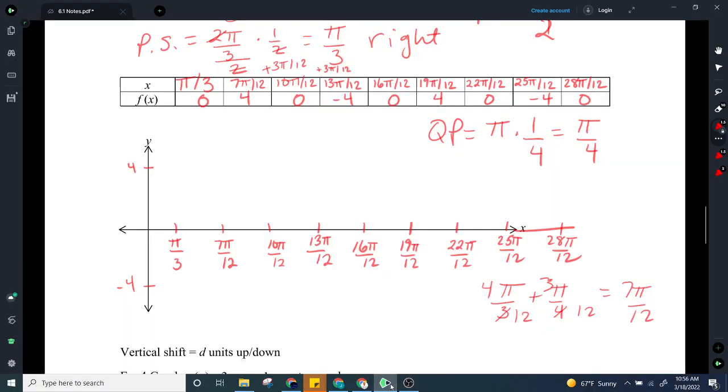Okay, so our maximum value was 4. Our minimum value was -4. At pi over 3, the value we start out at is 0. And then we go up to 4, 0, -4. And, oh, let me get rid of this so it's a little bit cleaner. Let me get rid of all this junk.